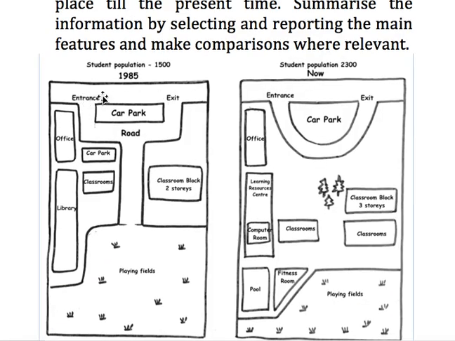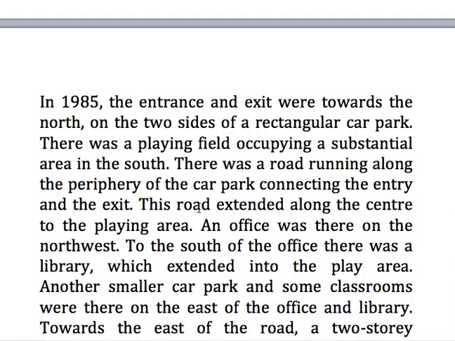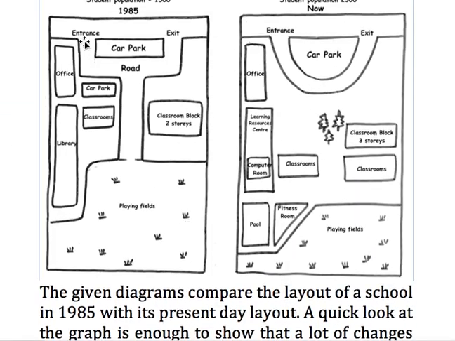So I've written about this entrance and exit on the north and this car park, and I've also mentioned about the playing fields in the south. There was a road running along the periphery of the car park connecting the entry and the exit, and this road extended along the center to the playing area. So here you can see this road running along the periphery of the car park, connecting the entrance and the exit, and then this road ran along the south towards the playing fields in the center of the layout.